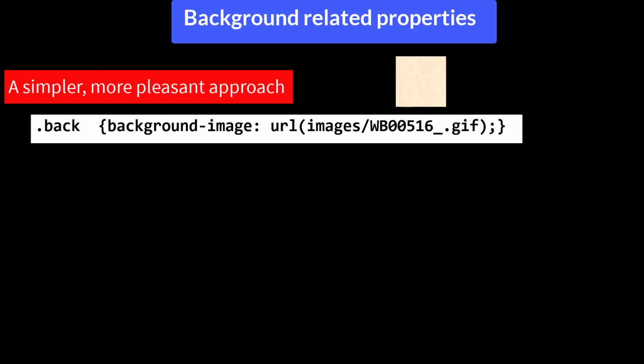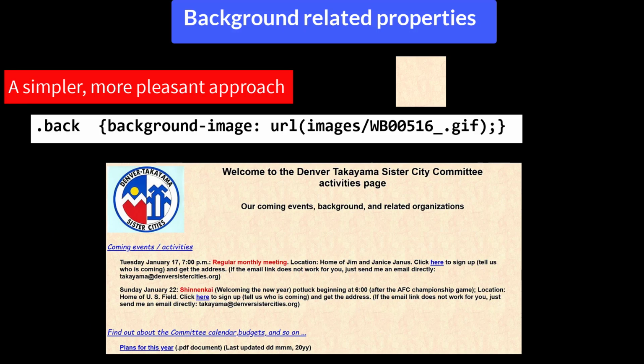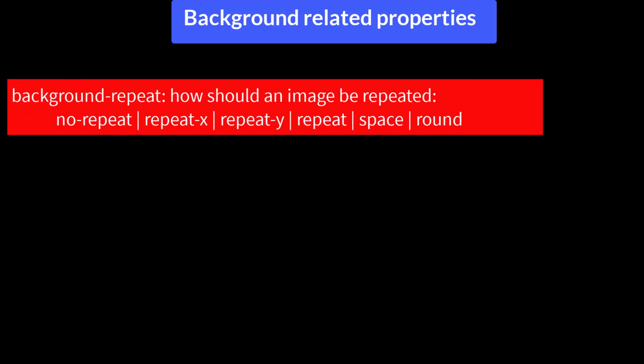I've found that a simpler, more pleasant approach can be achieved using patterns as background. For example, using wb00516_.gif from our lab files, as in this style rule, and let this image repeat, which is the default. It creates a pleasing effect, like this. So this has more texture than the solid color or color gradient, and yet does not overwhelm the content of the page. Now, let's briefly explore the background-related properties we mentioned earlier.